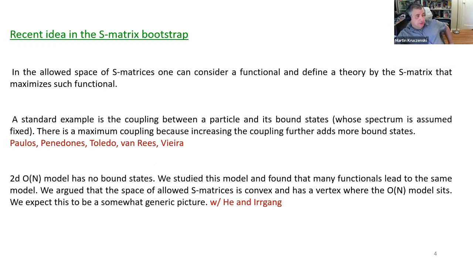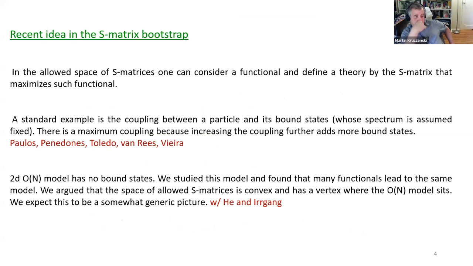model in 2 dimensions. This is slightly different from the previous ON model, the vector model, but it is, on the other hand, very similar. It's a nonlinear sigma model, and the idea is interesting because this model has no bound state, so there is no coupling between particle and bound states that you can maximize. But we saw that you can still maximize certain functionals and get the ON integrable model, the S matrix, but there were many functionals that you can maximize to get the same model.